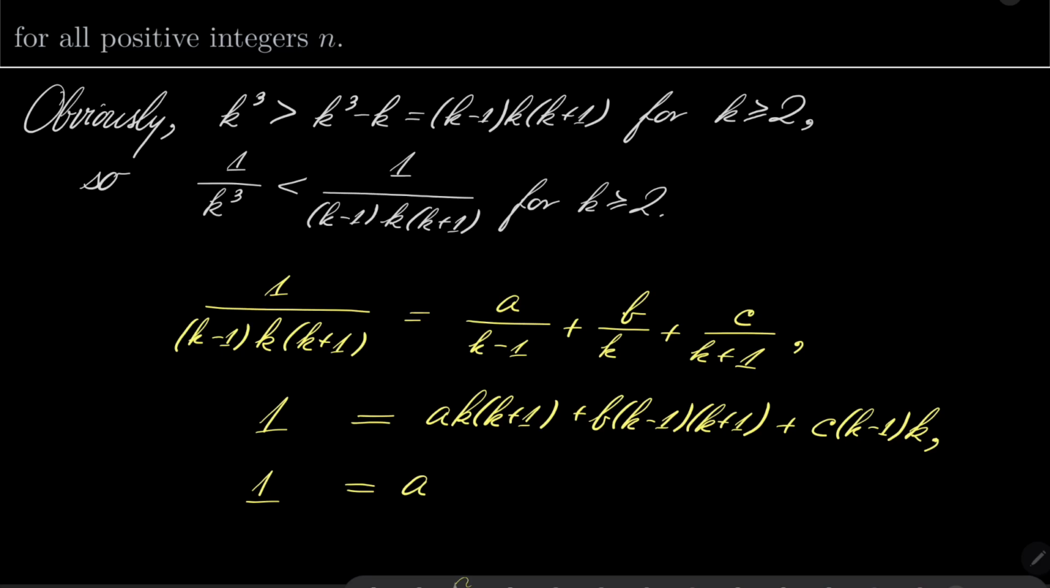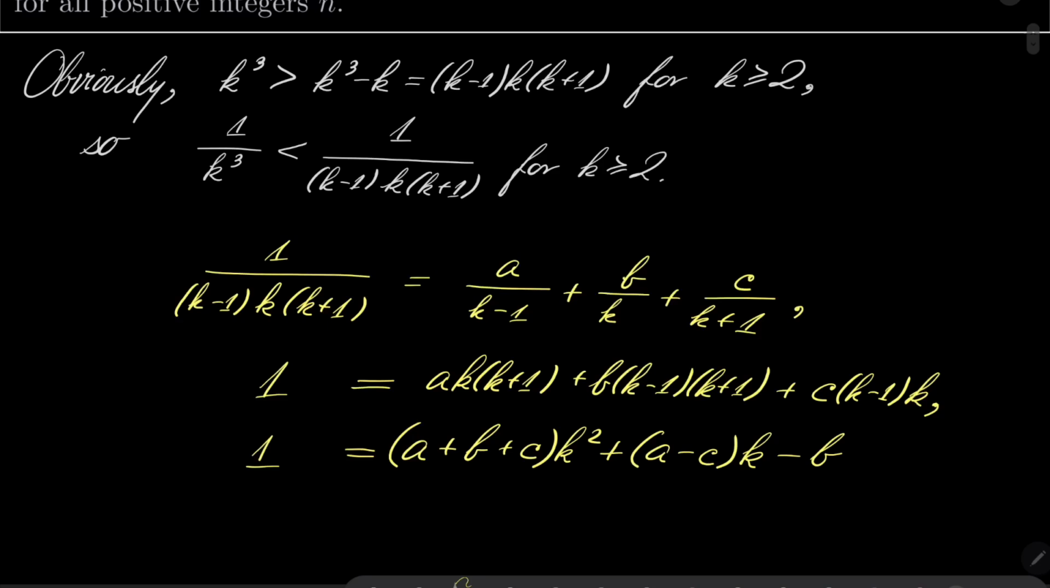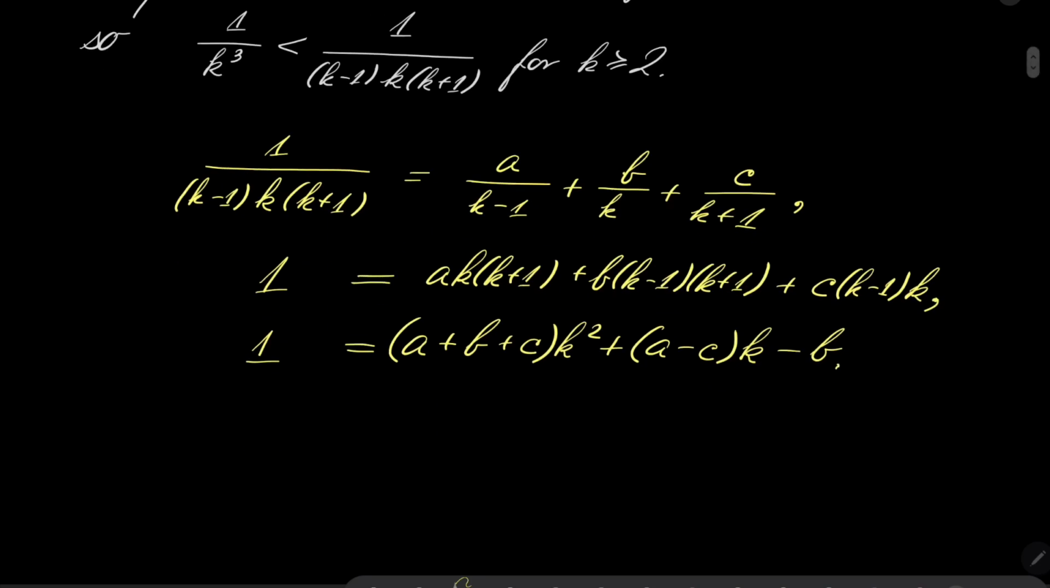We have a k squared, we will have also b k squared, and we will have c k squared. We will also have plus ak and minus ck. And what about the terms without k? Without k will be minus b. And now this equality should hold for every real number k. It's a polynomial identity.